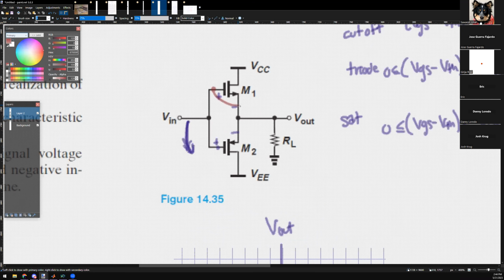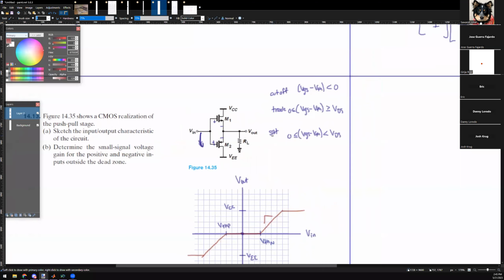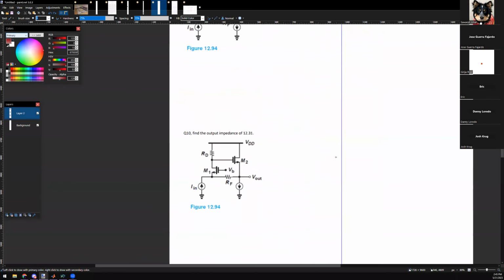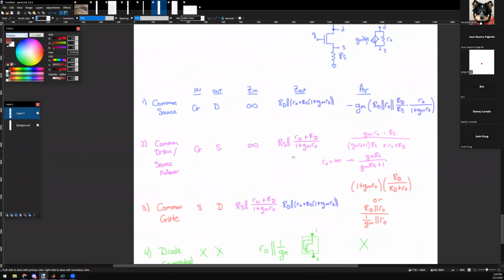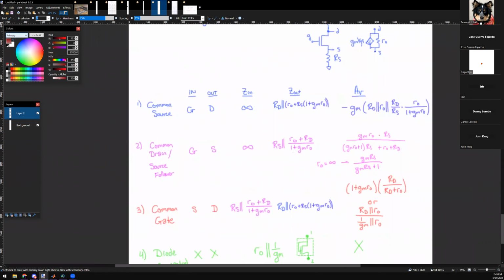Common drain. What'd you say? Common drain, which is also known as a source follower. Why is it called a source follower? Because the gain is approximately 1. What is the gain of a source follower, or a common drain?